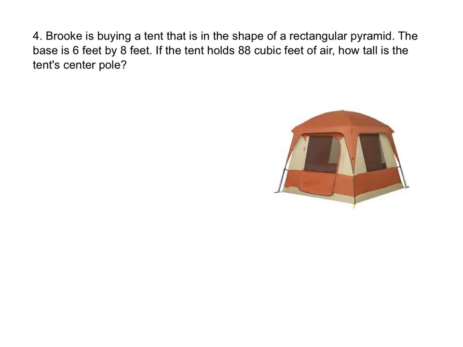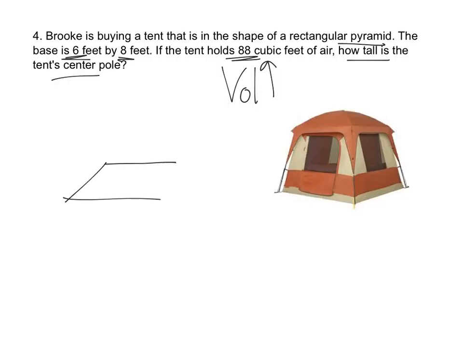So Brooke is buying a tent that is in the shape of a rectangular pyramid. The base is 6 feet by 8 feet. The tent holds 88 cubic feet of air. So there's your volume right there. How tall is this center pole? So you've got 6 by 8. You've got this tent here, and inside it holds 88. So you've got to figure out how tall the tent stake is right there.